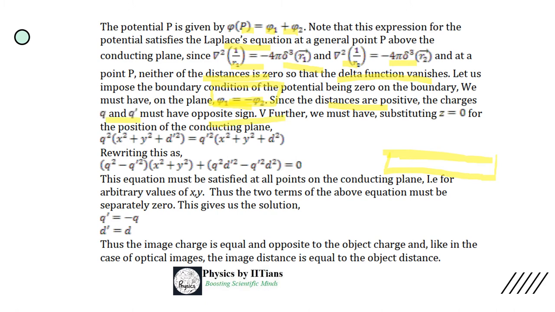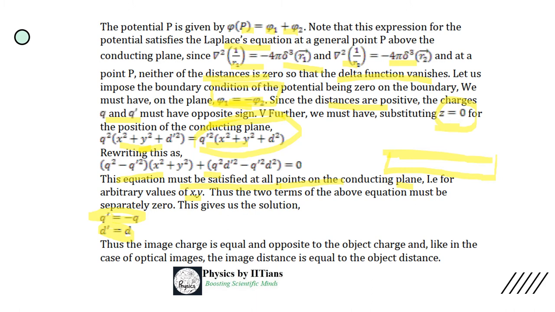So if we consider z equals 0, the potential due to the positive or real charge equals the potential due to the image charge, that is Q square into (x square plus y square plus d prime square) equals Q prime square into (x square plus y square plus d square). So we get this equation, and it must be satisfied at all points on the conducting plane, so for any arbitrary value of x, y. And if we solve, we will find that the image charge Q prime equals minus Q, and the image distance d prime equals d.